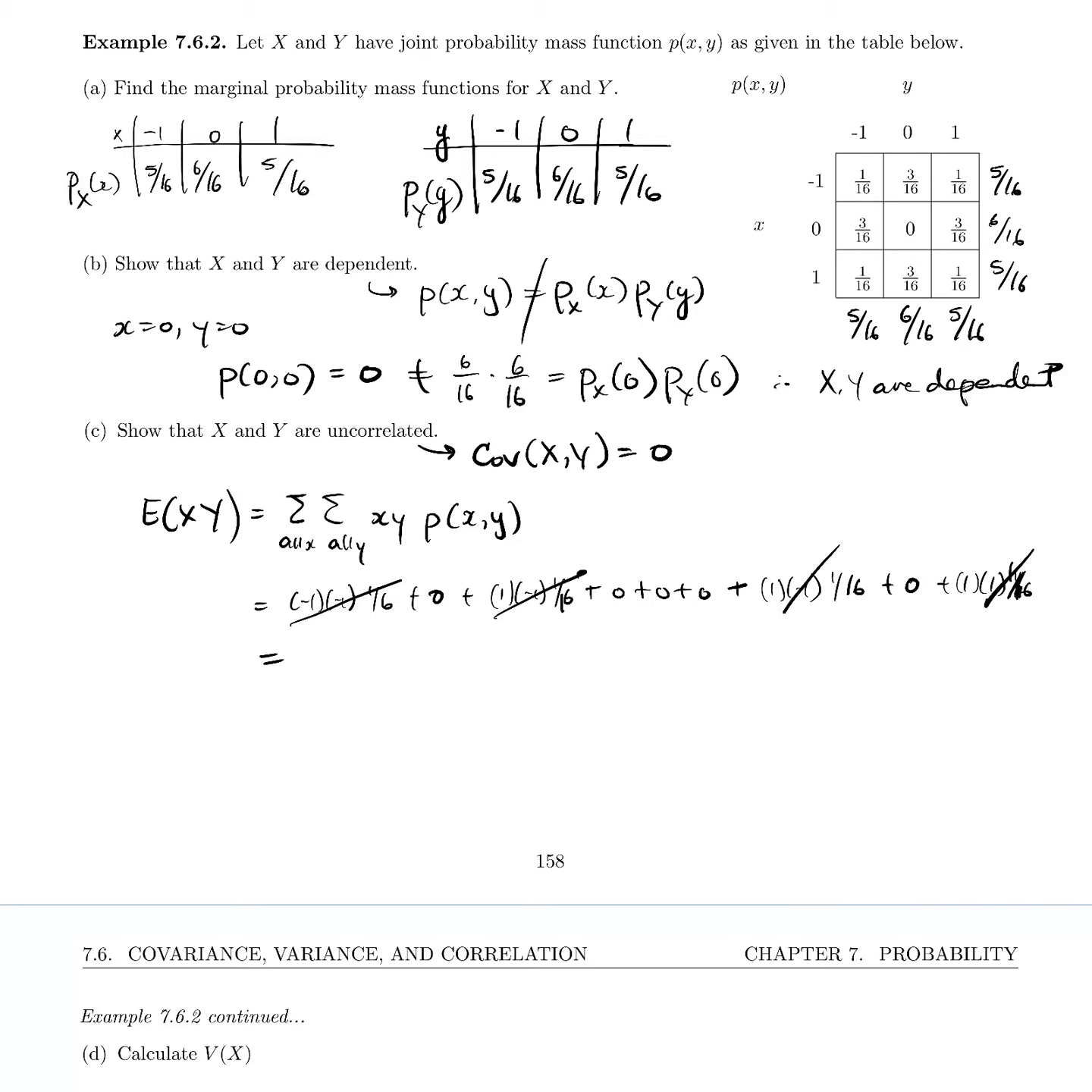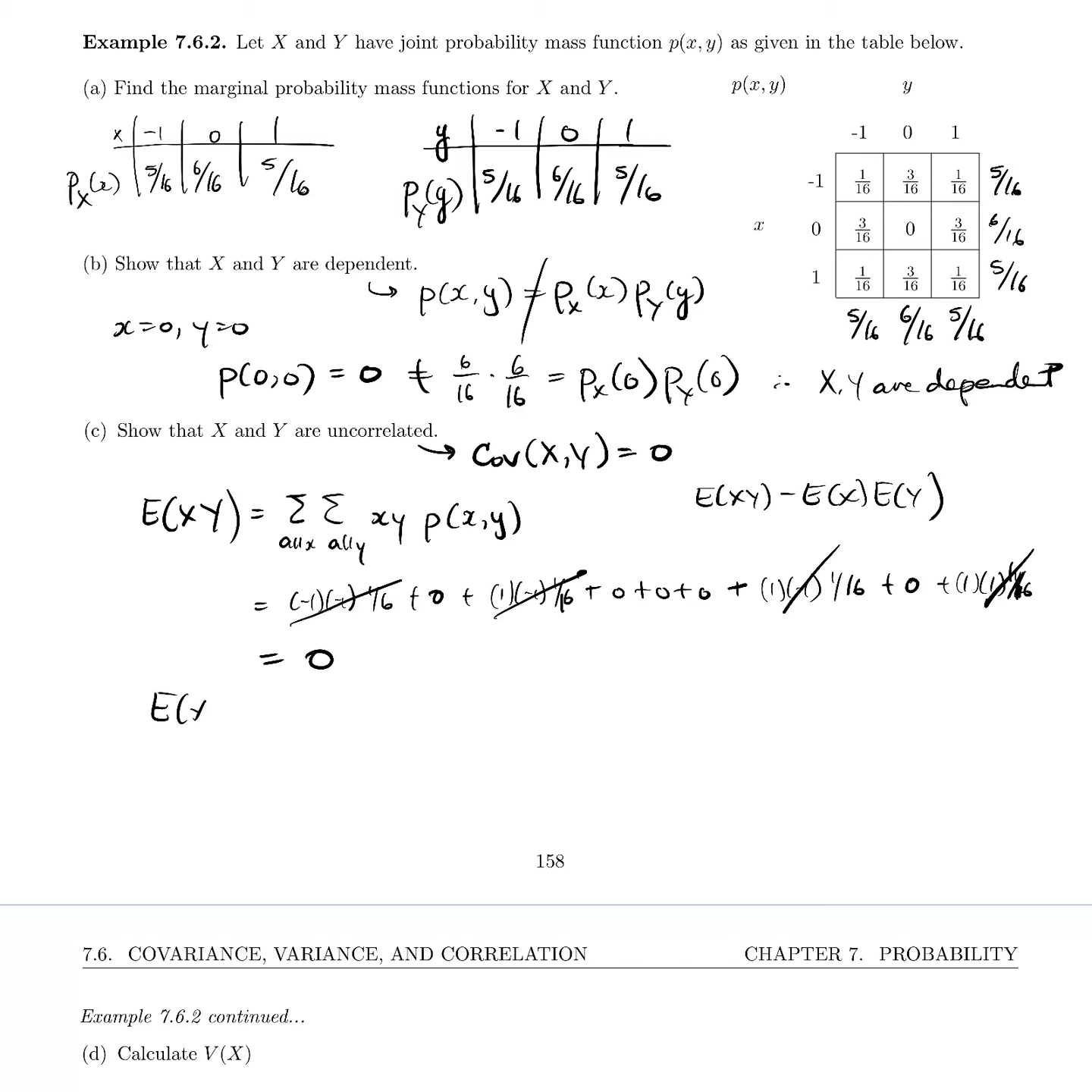Everything else is 0. So E of xy is equal to 0. So we need E of x, and then we need E of y, right? Because the covariance is E of xy minus E of x times E of y. So let's calculate E of x.